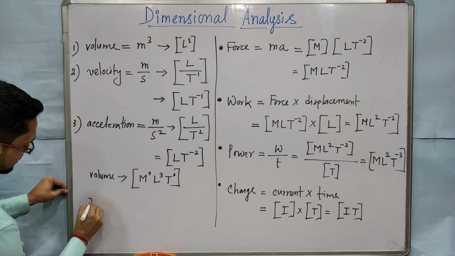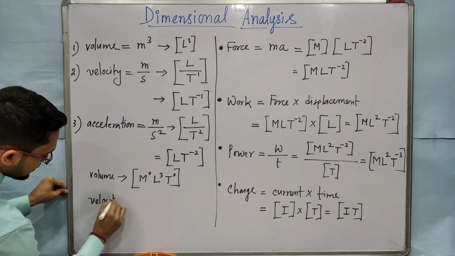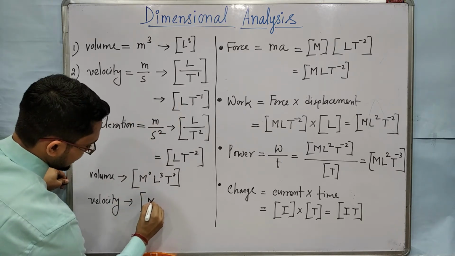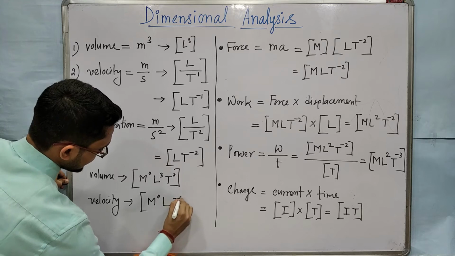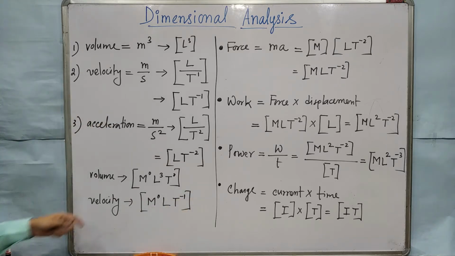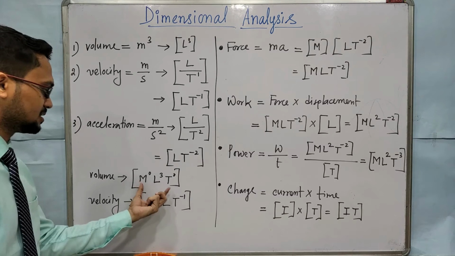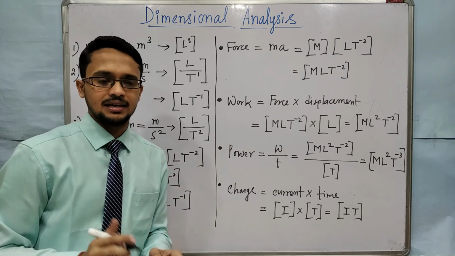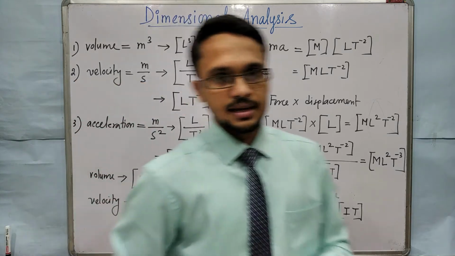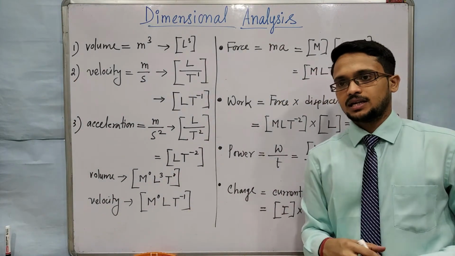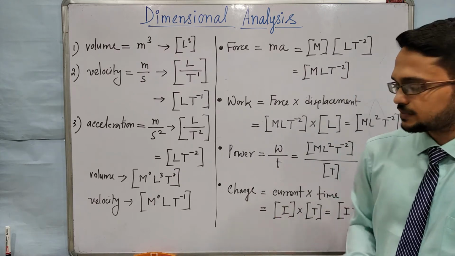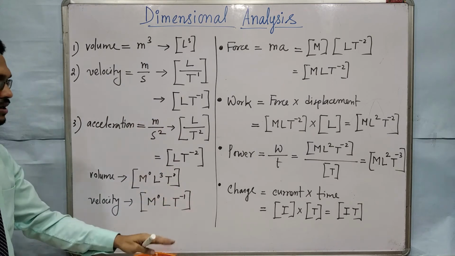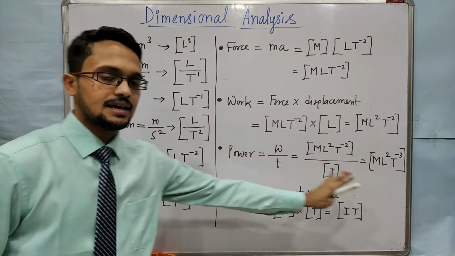In the same way, velocity. What is the missing term? M. So it will be M0 L T minus 1. Okay, so in this way you will write. This is the proper representation. Whenever among M, L, T one is missing, then for that missing term you will put power 0. Okay. Understand? So these are a few derived quantities and their dimensions.